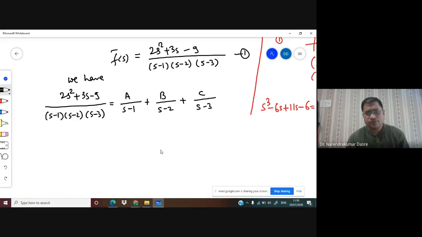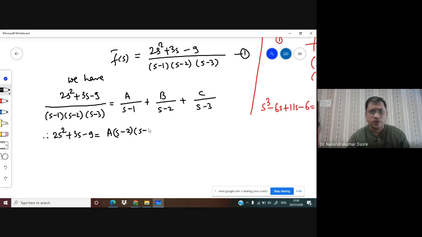Now the next step is very important. What you can do is take this denominator on this side. If you take this denominator on this side, what will happen? For the first factor, s minus 1 will get cancelled. So you will have 2s square plus 3s minus 9 is equal to A into s minus 2 and s minus 3.